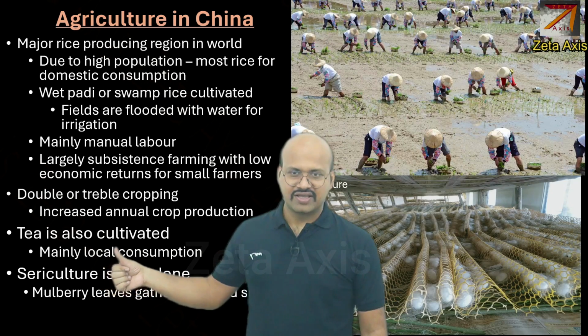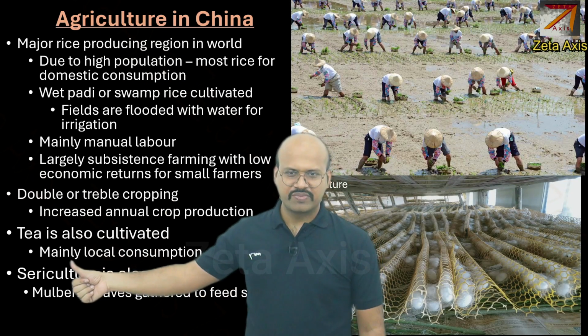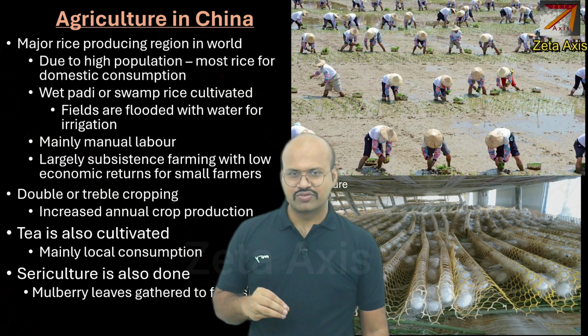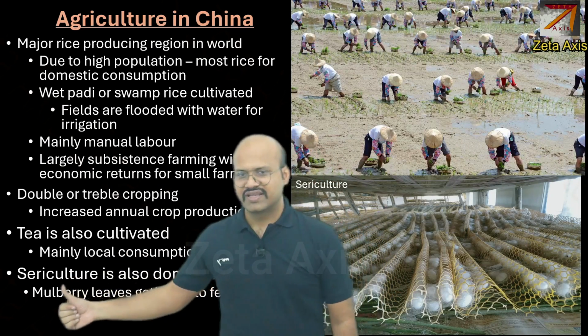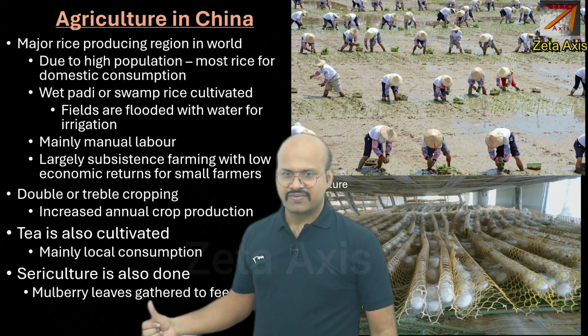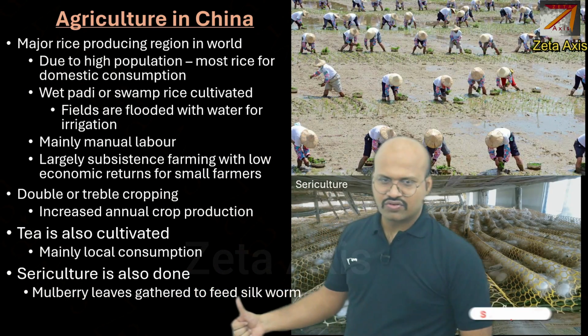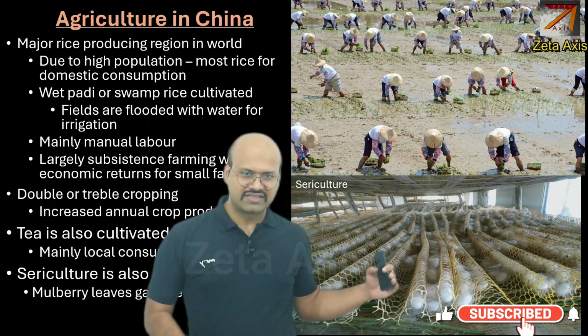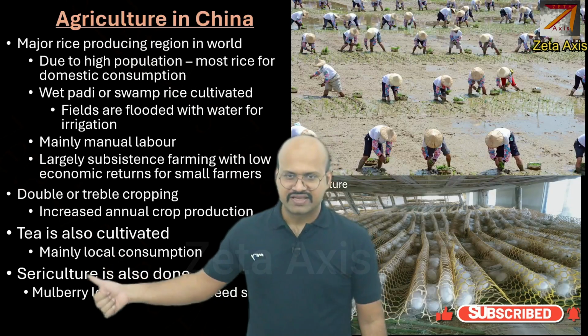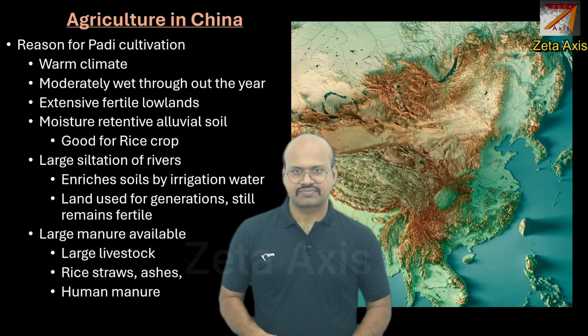Tea is also cultivated in China, but it is also mainly for local consumption. These are distinct types of green teas which are consumed there culturally. Then there is sericulture, which is also an important part of China. Here mulberry leaves are gathered to feed silkworms. So these are the silkworms, and the mulberry leaves are fed to them, and sericulture is performed here.